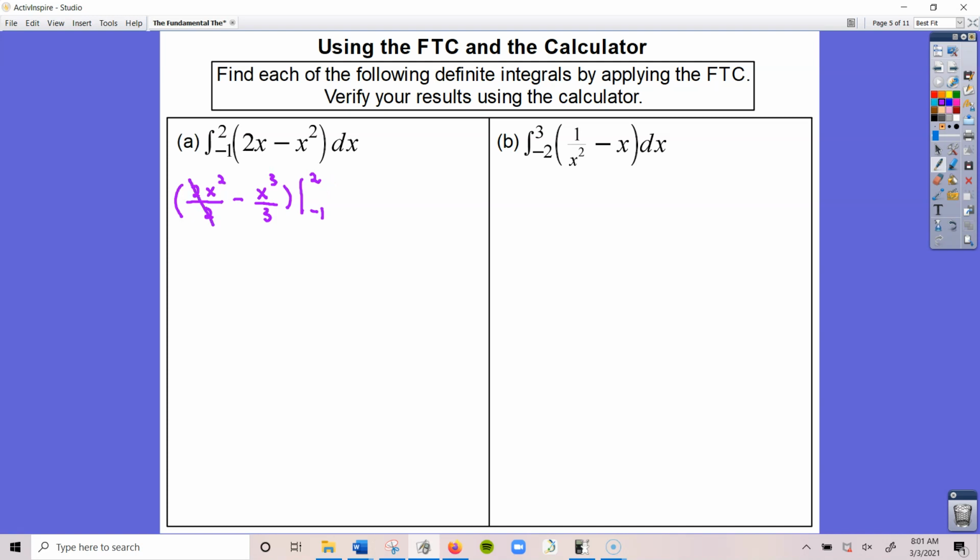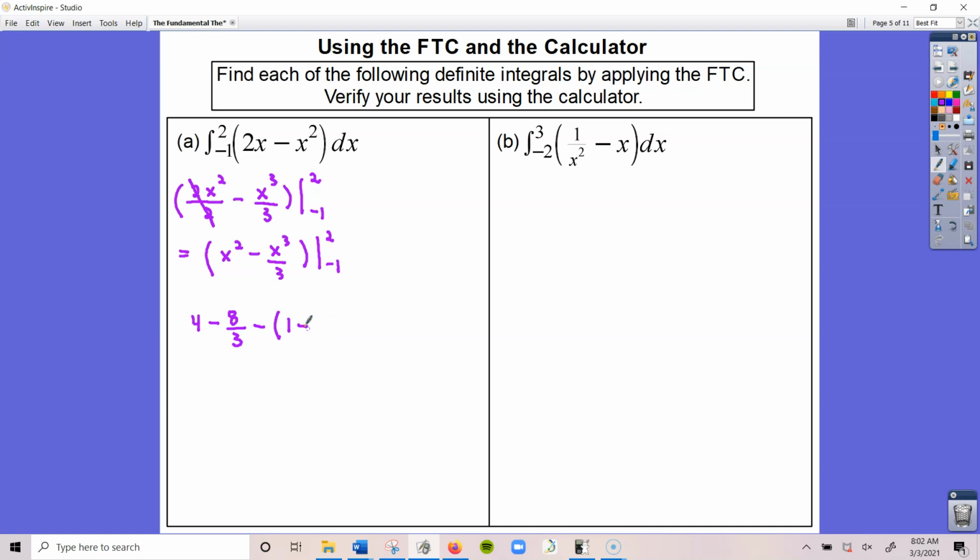I can at least simplify these 2's here. So this gives me x squared minus x cubed over 3. And then we're evaluating it from -1 to 2. So now let's apply that fundamental theorem. So we're going to plug in the 2. So 2 squared is 4 minus 2 to the third, which is 8 over 3. Minus, now I plug in the -1. -1 squared is 1. Minus -1 to the third is -1.